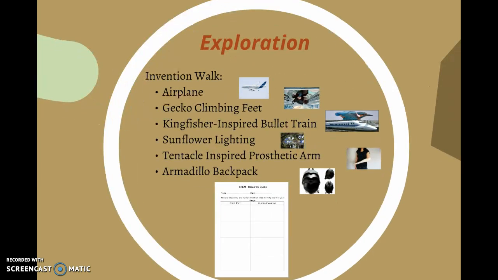After this game, to get students engaged and excited about biomimicry, they will participate in an invention walk. Student groups will make their way around to 6 different stations to investigate 6 different inventions that utilize biomimicry. These inventions include an airplane, gecko climbing feet, the Kingfisher-inspired bullet train, sunflower lighting, a tentacle-inspired prosthetic arm, and an armadillo backpack. While they are on the invention walk, they will be filling out a graphic organizer where they will complete an annotated drawing with the plant or animal part in the invention.